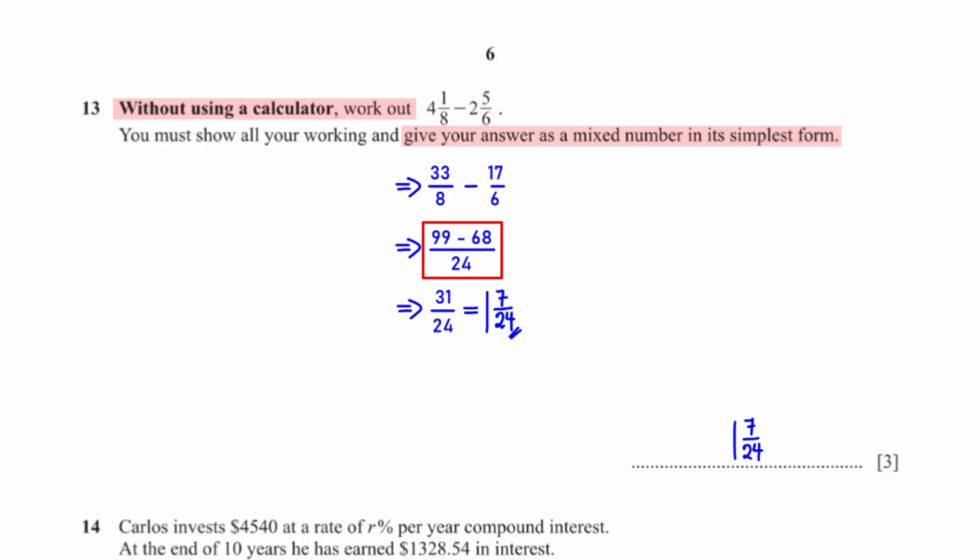For 17/6, since we multiply the denominator by 4 to get the LCM, we also need to multiply the numerator by 4. So 17 times 4 gives us 68. 99 minus 68 gives us 31. 31/24 is an improper fraction, so we need to convert it into a mixed fraction. 24 goes into 31 one time with a remainder of 7, which we divide by 24.